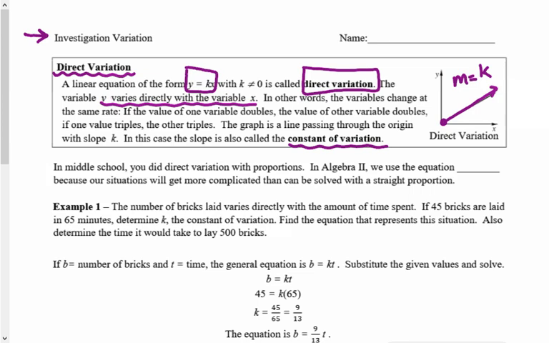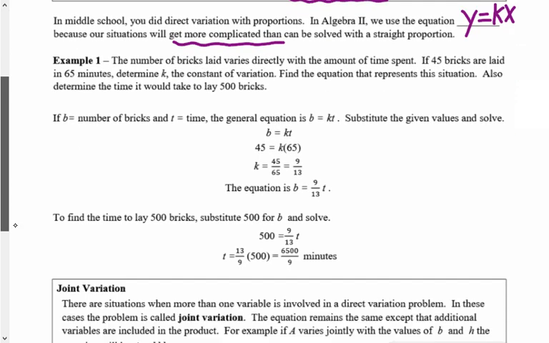In middle school, when you did variation, you often used proportions, but in Algebra 2, we're going to use that equation, y equals kx, because we're not going to do simple variation. We're going to get a little more complicated than we can solve with a direct proportion. All right, so let's look at an example.